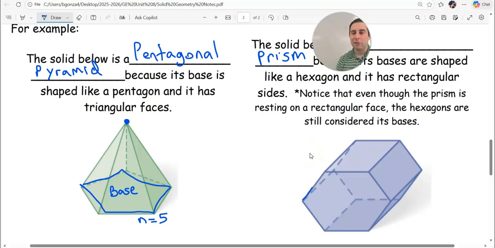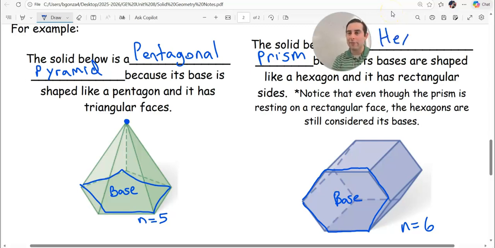Let's look at this base. There are two parallel bases on a prism. It's 1, 2, 3, 4, 5, 6. So my base has 6 sides. What do you call a 6-sided figure? Hexagon. The way you would write it is hexagonal, however you want to say it.